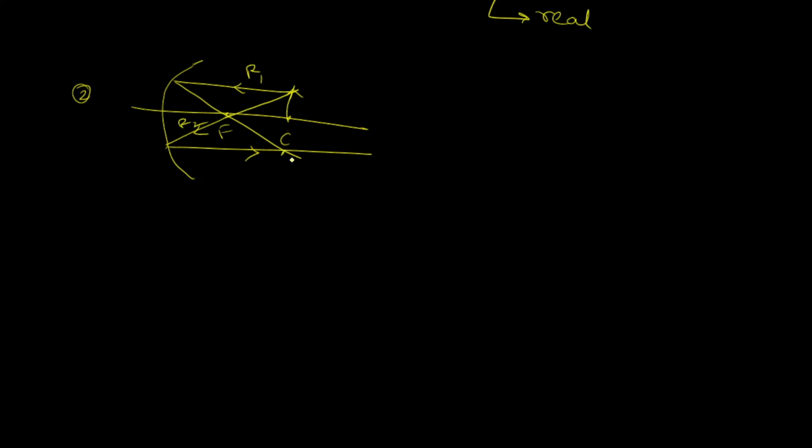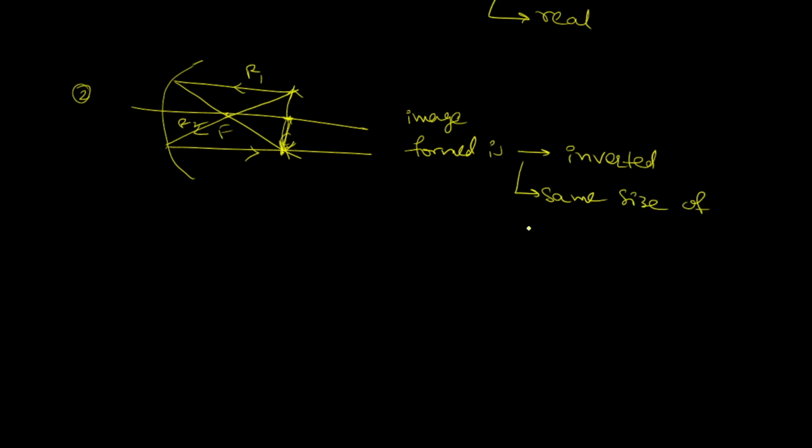Both these rays are meeting at this point. Therefore, here we will have the tip of the image, and on the principal axis we will have the base of the image. See, this is the formation of the image. The image formed is inverted, and it is of the same size as the object. It is a real image. When the object is placed at the center of curvature of the concave mirror, the image formed will be of the same size as the object, inverted, and real.